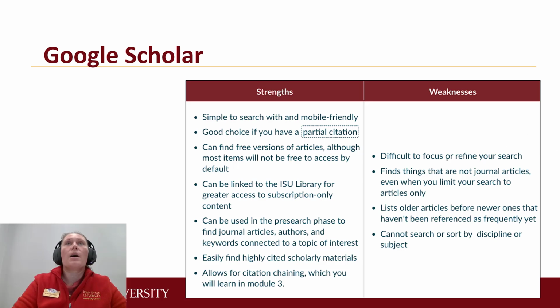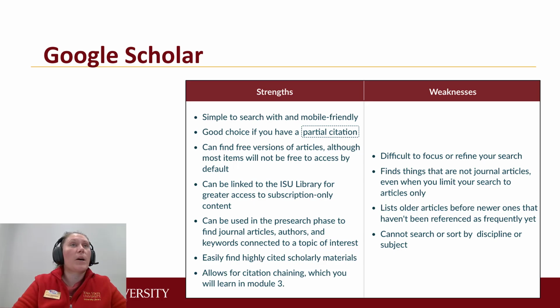There it is. So along with not being able to filter or sort, the options for focusing or filtering or sorting your searches are just not as robust as other locations that you can search. It will also find you other things that you're not asking for, even though you tell it you're only interested in journal articles. And it lists some older ones before newer ones. But there are lots of pluses to Google Scholar as well.